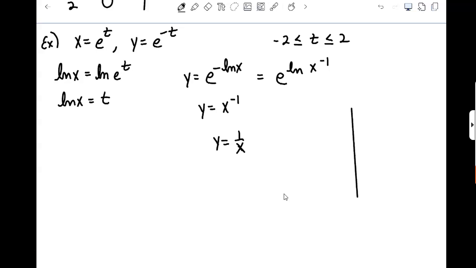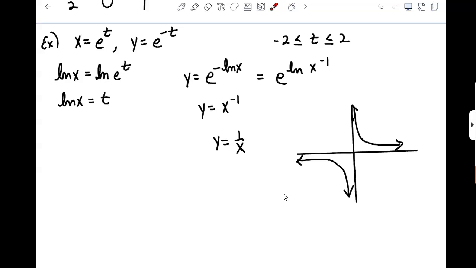And so remember the 1 over x function has an asymptote in both directions: approaching 0 on the left, approaching 0 on the right, and a vertical asymptote in the middle at x equals 0.